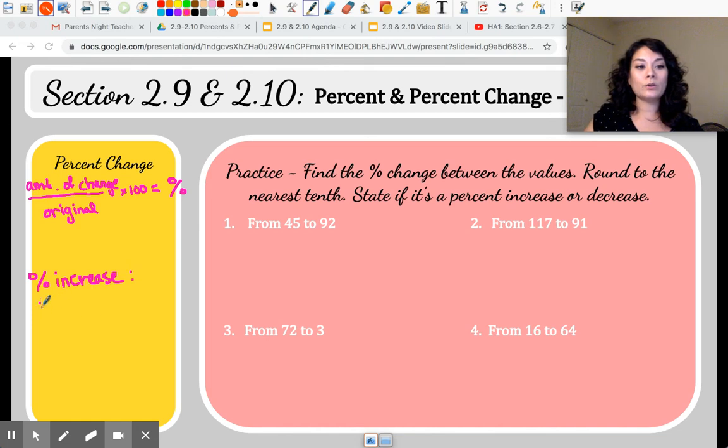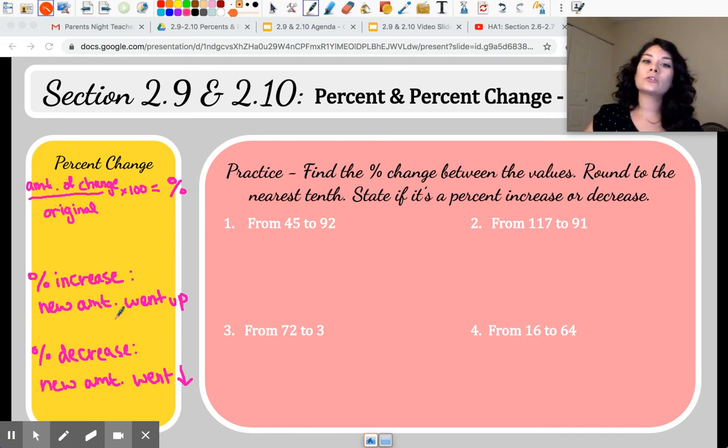And this happens when the new amount went up from the original. Pretty intuitive. You could also have a percent decrease, and this happens when the new amount went down. Okay, so if the new amount is higher than the original, then it's a percent increase. If the new amount is lower, then it's a percent decrease. Pretty self-explanatory there. So let's do some examples.